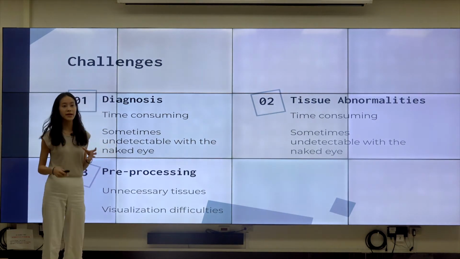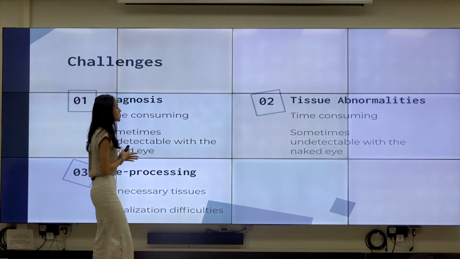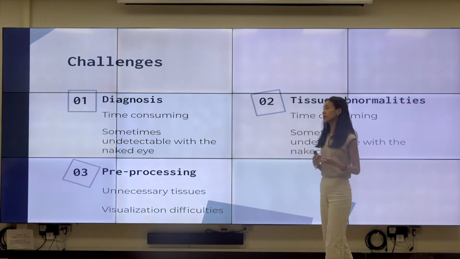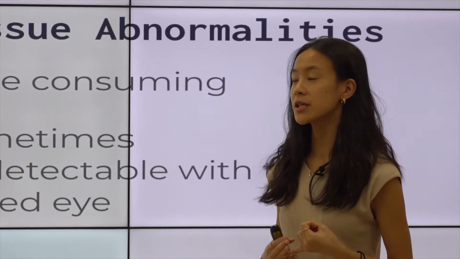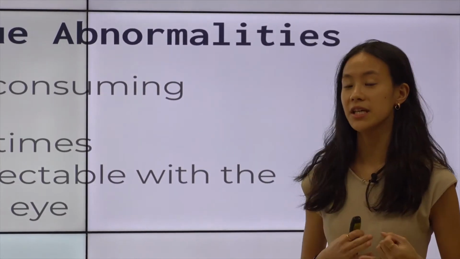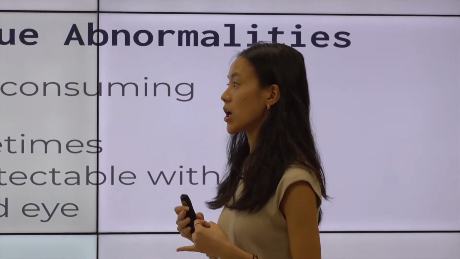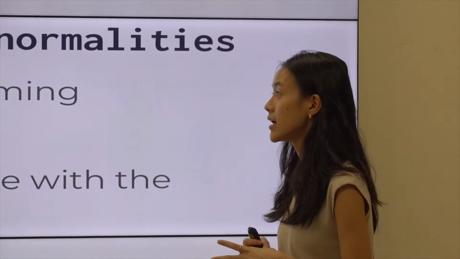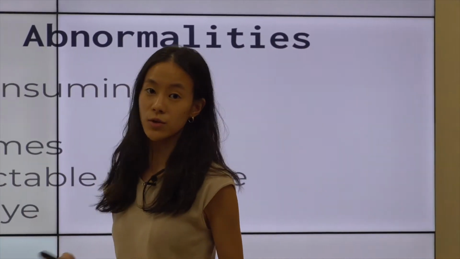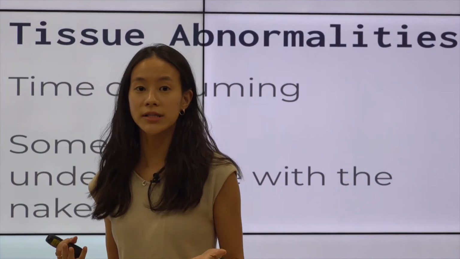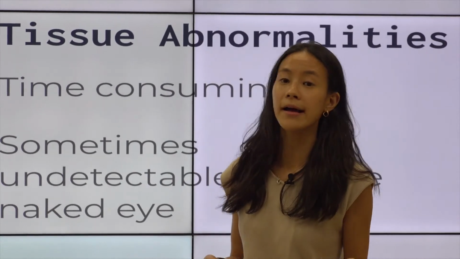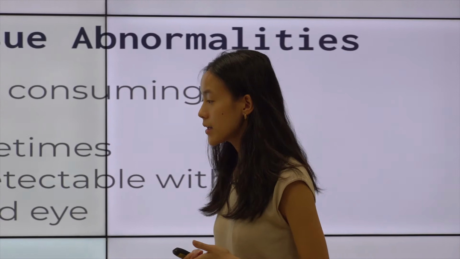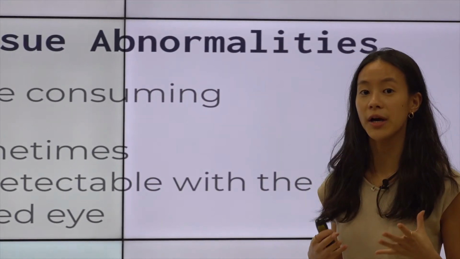So the challenges that come with segmentation is the fact that first, it's utilized in diagnosis and tissue abnormalities. And during these two situations, the most challenging part about the reason why we use segmentation is the fact that these two processes are time-consuming and they sometimes can be undetectable with the naked eye. So for example, if there's a tumor, we're trying to diagnose tumors. Sometimes doctors can't notice this small spot on the MRI, but we'd be able to notice it through segmentation and through model training. And same thing with tissue abnormalities.